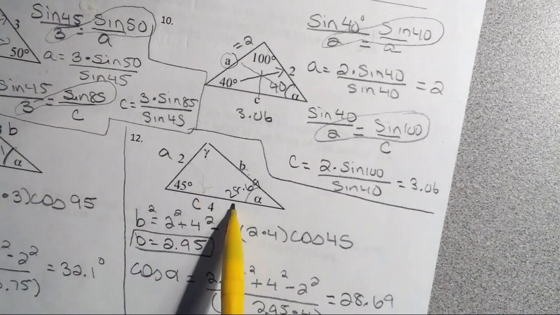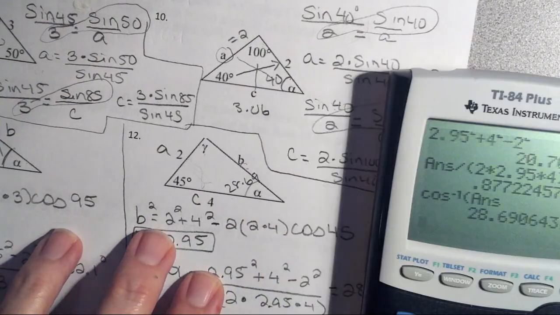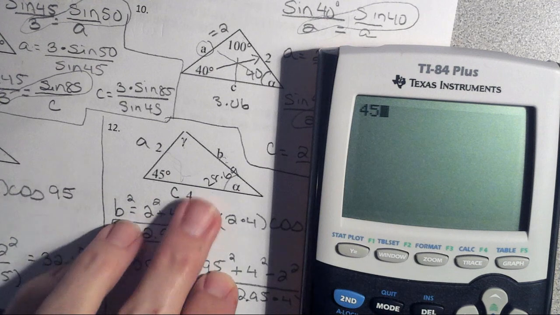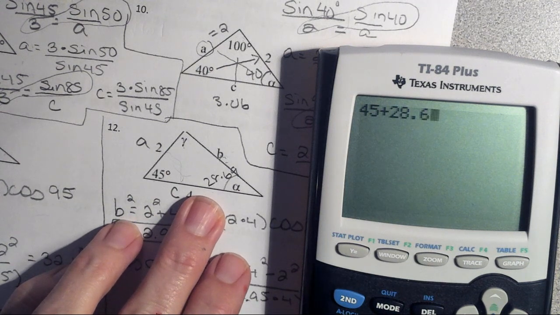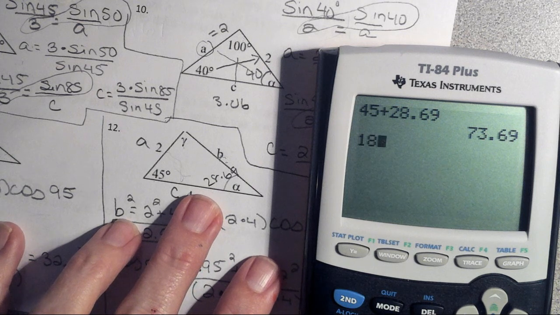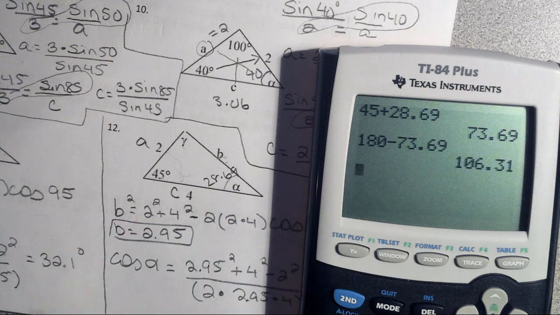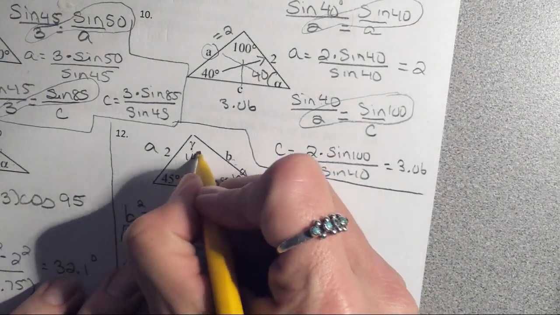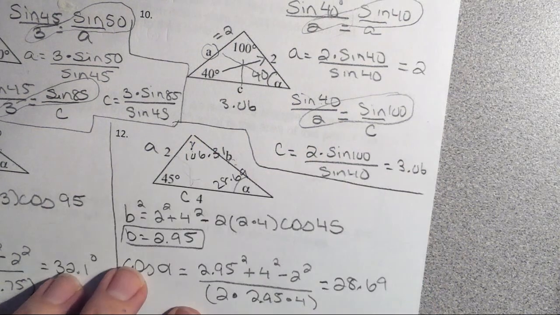Again, this whole triangle has to add up to 180. So I'm going to take the angles that I know, 45 plus 28.69, and see that those add up to 73.69. And I'm going to subtract that from 180, and I get 106.31. So my missing angle is 106.31. Okay, so that's the front of the review sheet. Let's go take a peek at the back.